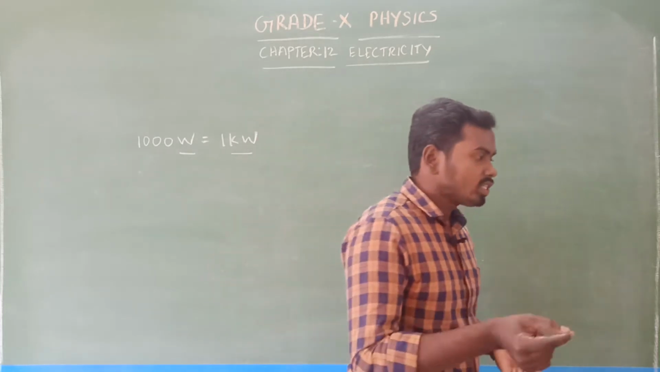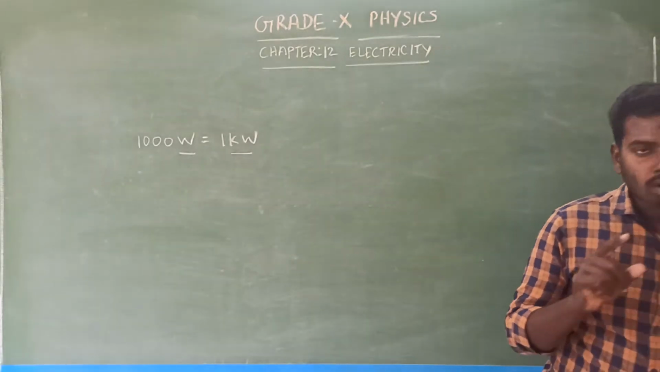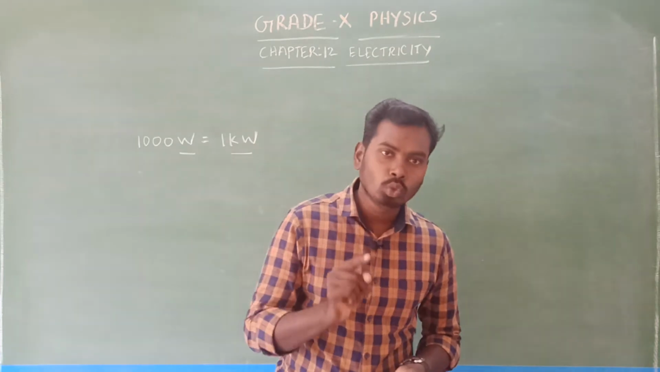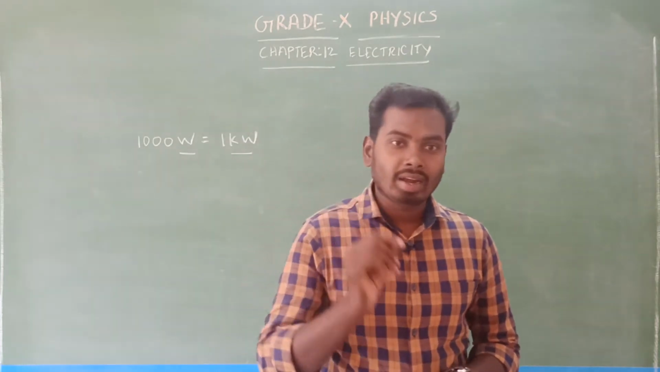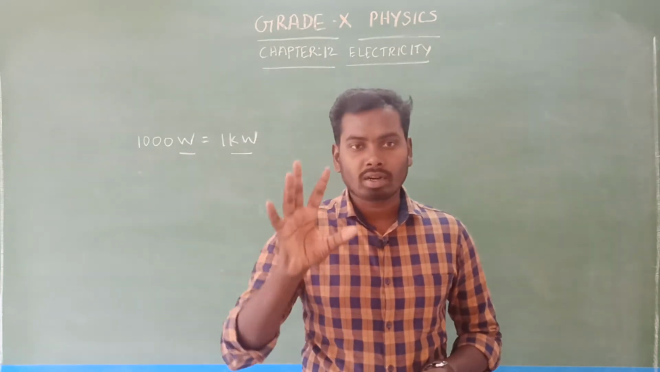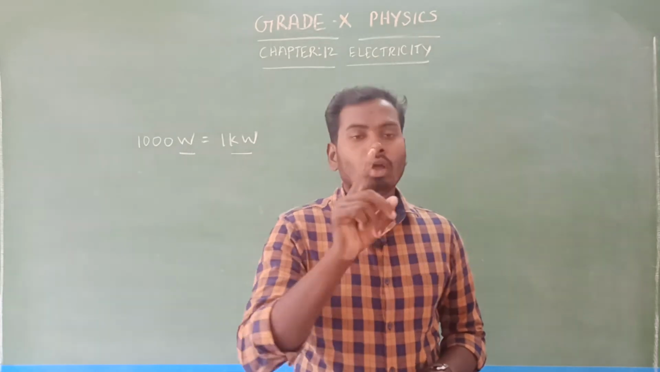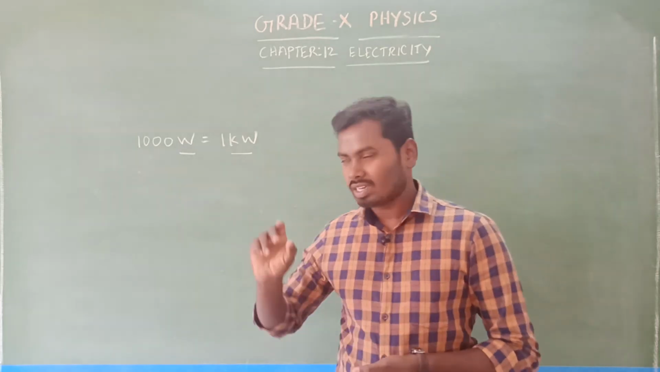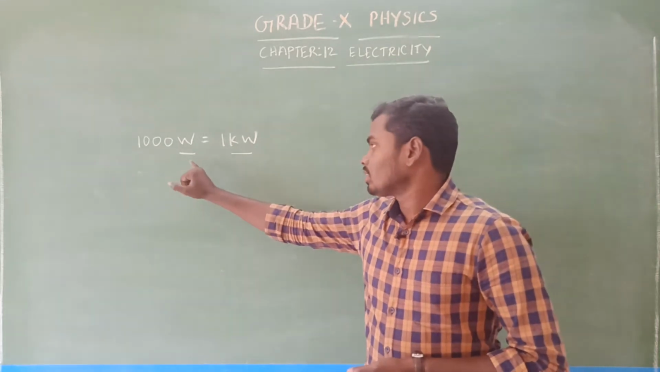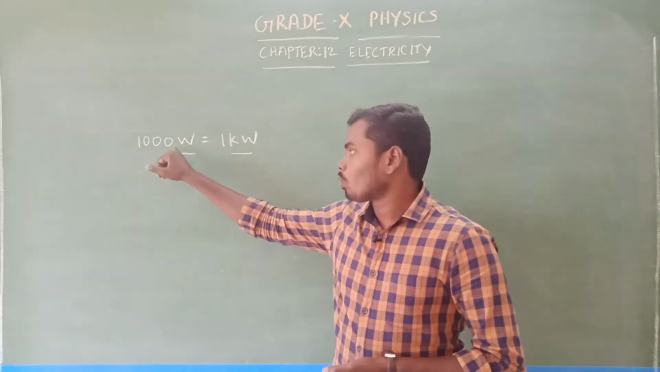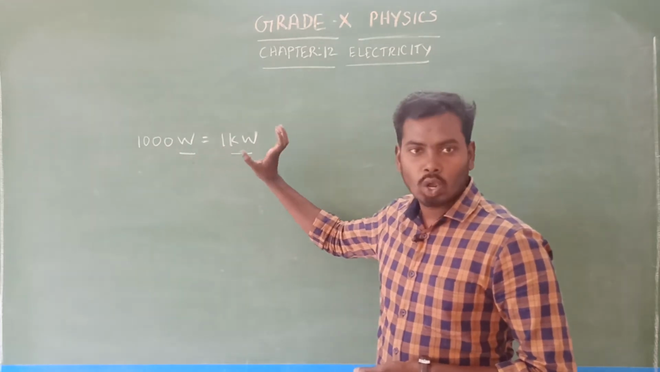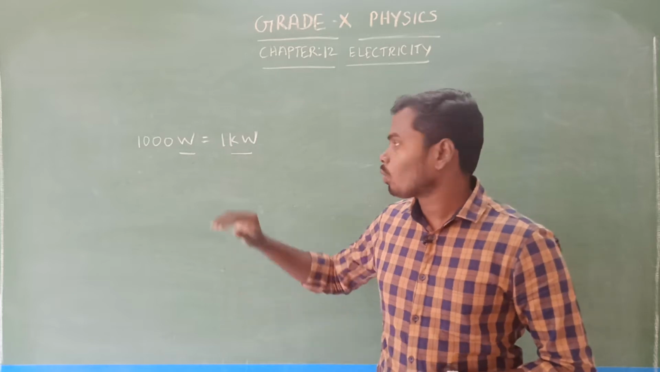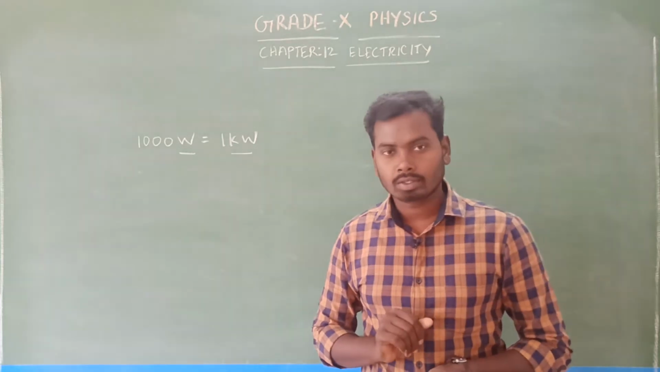So 1 watt is equal to 1 joule divided by 1 second. Whenever an electrical appliance consumes 1 joule of electrical energy in 1 second, the power of the appliance is said to be 1 watt. 1 watt is a very small unit. So 1000 watt is equal to 1 kilowatt. Kilowatt is a bigger unit compared to watt, so most of the numericals we are going to take in kilowatt. Is that clear, students?